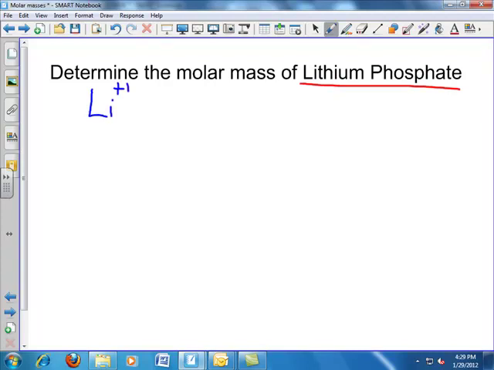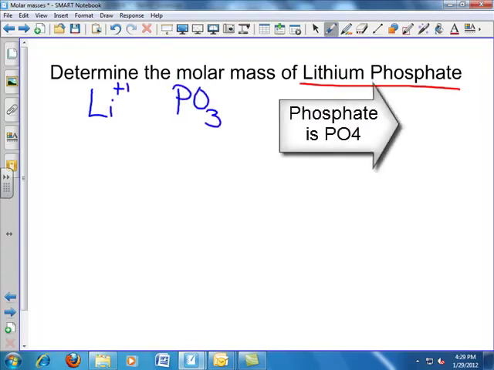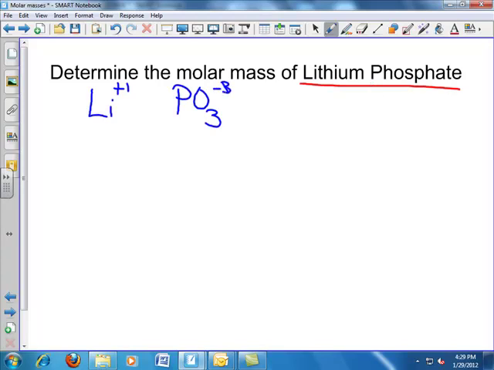Lithium plus 1, phosphate 3 minus. Smartboard being stupid. Sorry about the jumping. That's a 3. So that must mean I need 3 of these lithiums. So my formula is Li3PO4. This should have been PO4. That's lithium phosphate. Sorry for the confusion again.